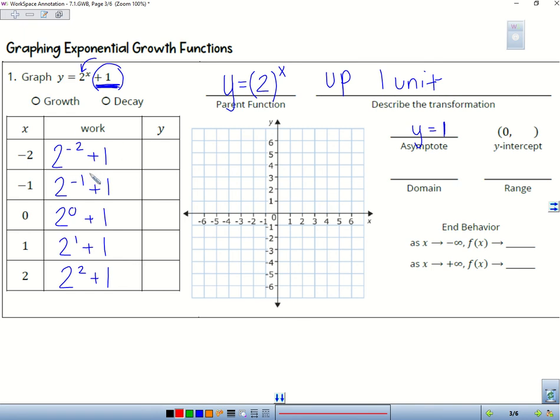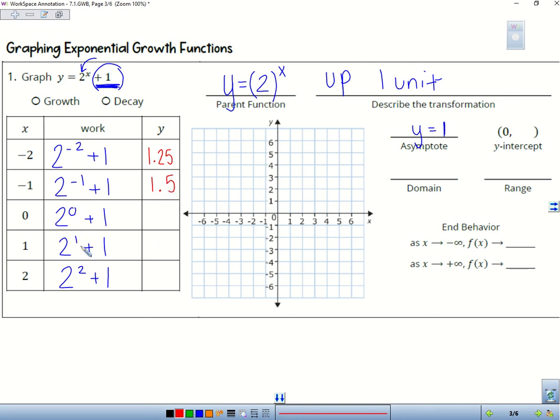So if you do this in the calculator or mentally, 2 to the negative 2 power is 1/4, or 0.25. 0.25 plus 1 is 1.25. Because remember, a negative exponent brings it down to the denominator. So 2 to the negative 1 power is 1/2, or 0.5. 0.5 plus 1 is 1.5.